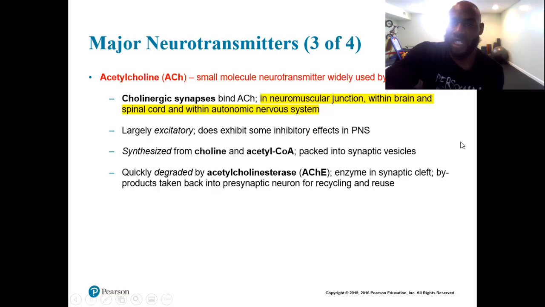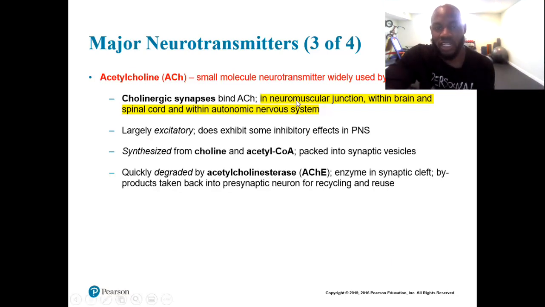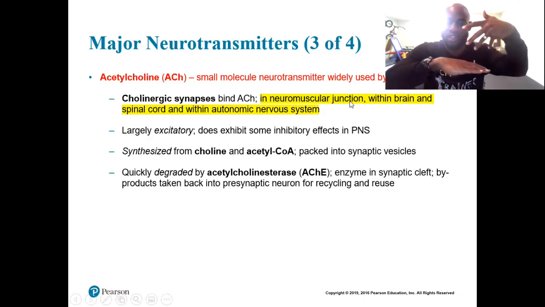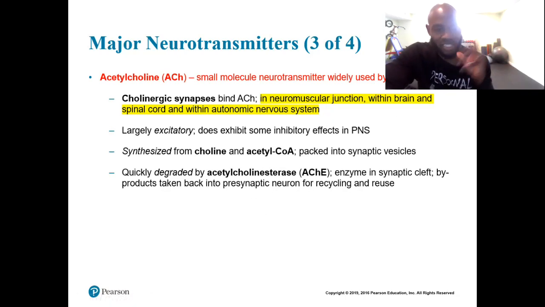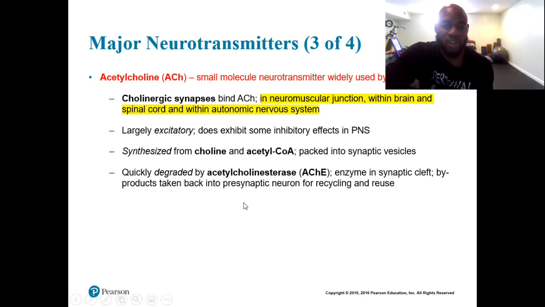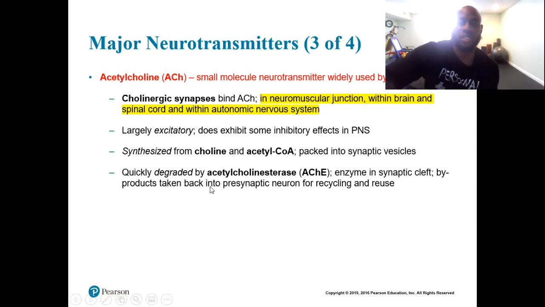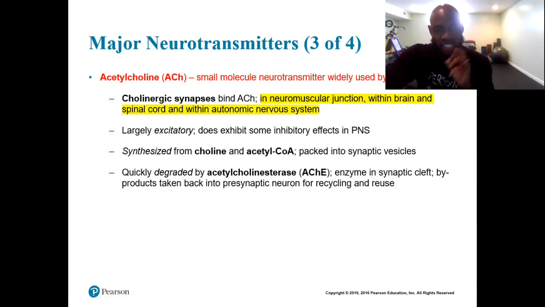Right? Major neurotransmitters, acetylcholine, a small molecule neurotransmitter widely used by the nervous system. Cholinergic synapses bind ACH, this is acetylcholine, in the neuromuscular junction, so nerve coming to a muscle. Also within the brain and spinal cord, and within the autonomic nervous system. We're going to talk about that in the future. Largely excitatory, so it wants to send the signal, it's a yes. It does exhibit some inhibitory effects. Normally this is something you use when you want to send the signal. Synthesized from choline and acetyl-CoA, you don't really need to know that. And it also quickly degrades. After it sends the signal, it quickly degrades in the synaptic cleft.